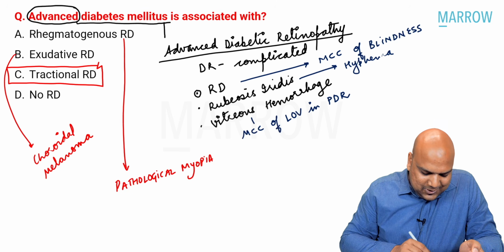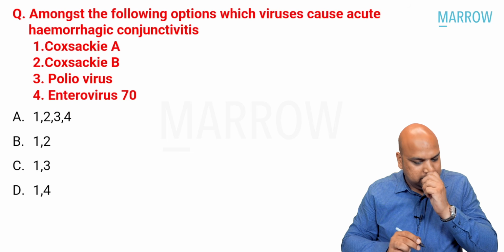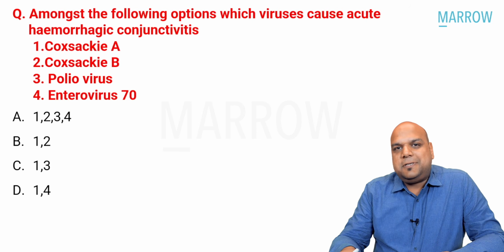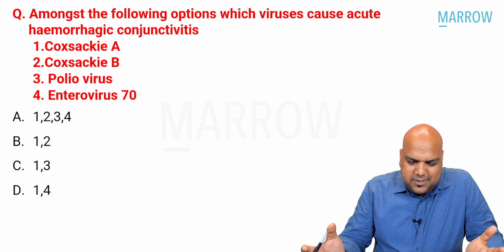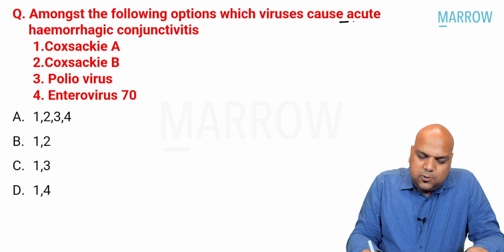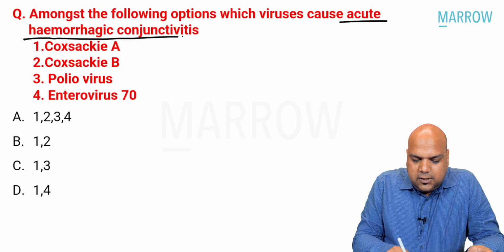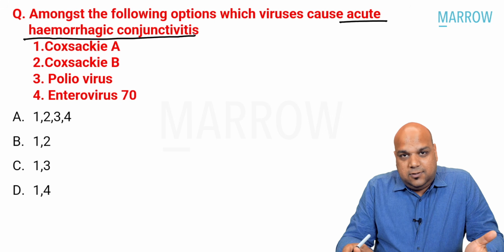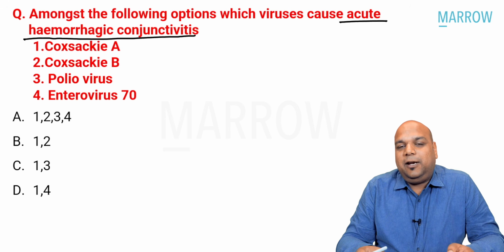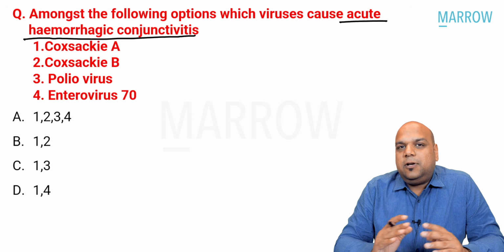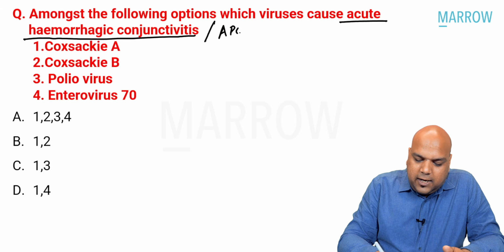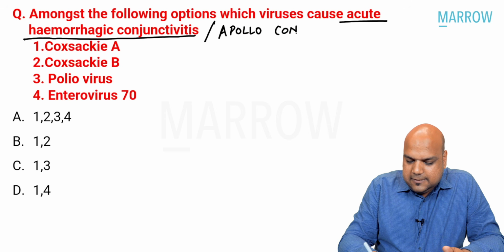Right. So moving on to the next question, question number 2. Again, I'll keep on saying these were all the easiest questions. This was also one of the easiest questions of your exam overall, I hope. Amongst the following options, which viruses cause acute hemorrhagic conjunctivitis? First of all, please realize, I have told it thousands of times, this is the single most important viral conjunctivitis which keeps on getting asked over and over again, right? This is also called Apollo conjunctivitis.